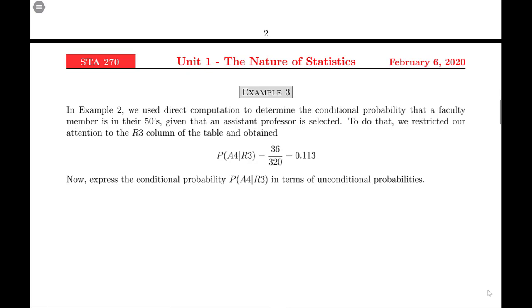Let me write this out. Let's consider the probability that the individual is an assistant professor and they are in their 50s. So that's the notation from our previous example. There are 36 professors that are in their 50s, and there is a total of 1,164.